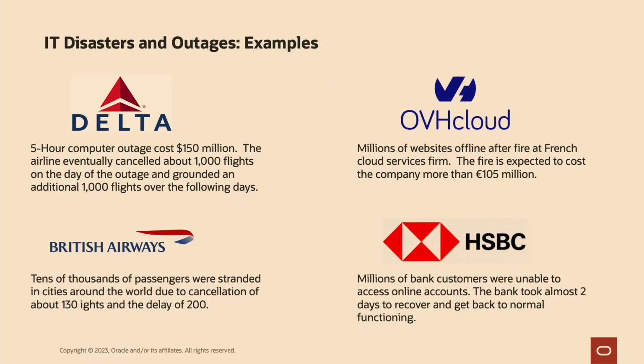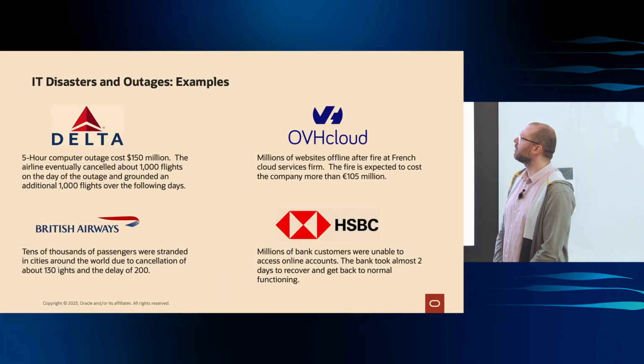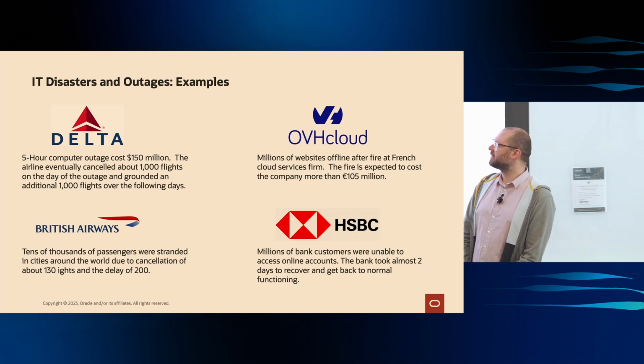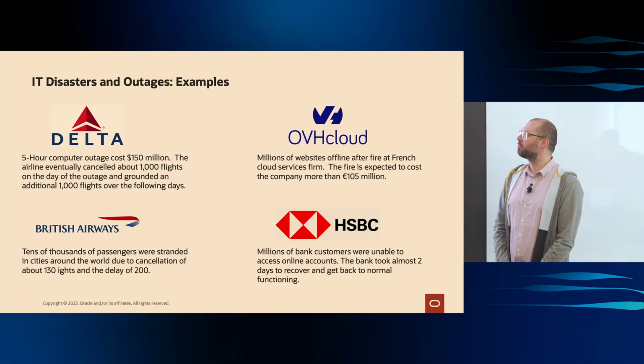There are also some examples. OVH, a European cloud provider, had a fire in a data center. It caused a lot of downtime and a lot of issues for their clients, and did cost more than 100 million euros. Same with Delta, British Airways, HSBC. So a lot of examples where disasters are causing a lot of downtime.